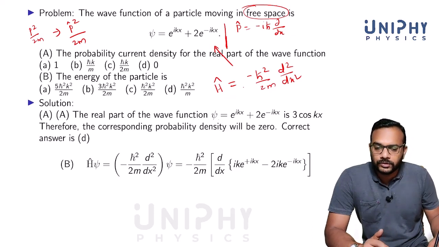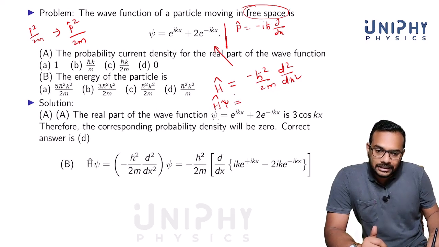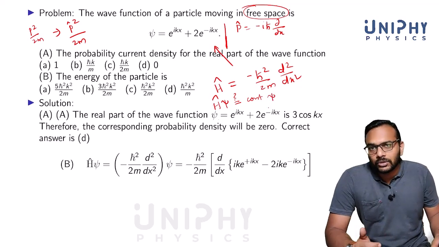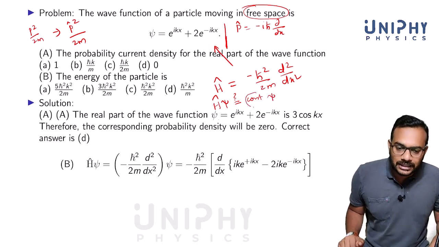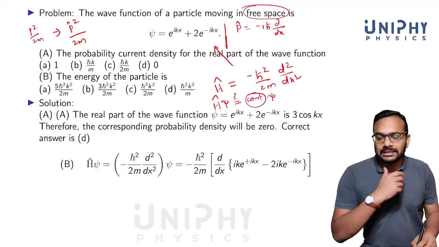What do we do for that? We operate this operator, this Hamiltonian, on the wave function psi. You see if the result is equal to some constant multiplied by the same wave function. If it is, then this constant is the eigenvalue, the energy eigenvalue. That's exactly what we are doing.